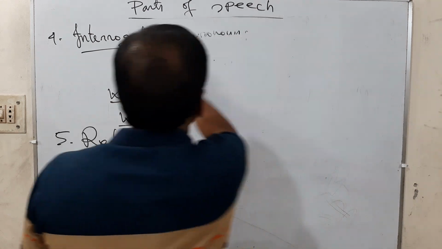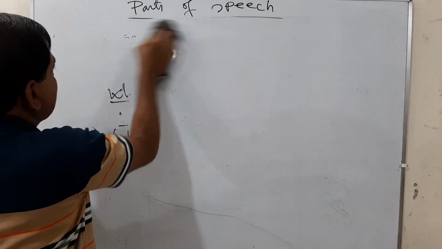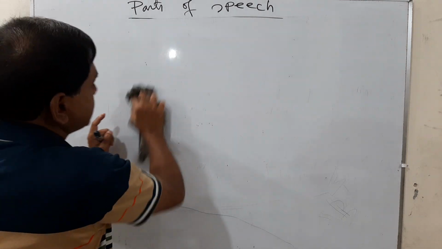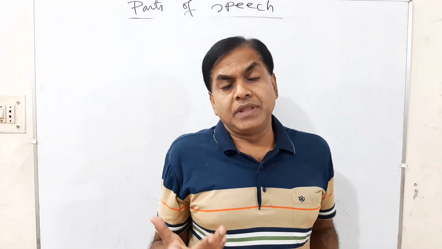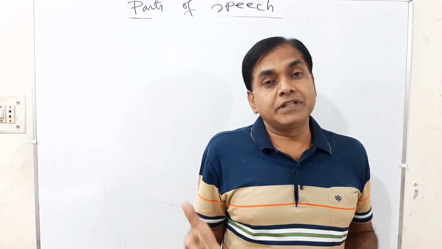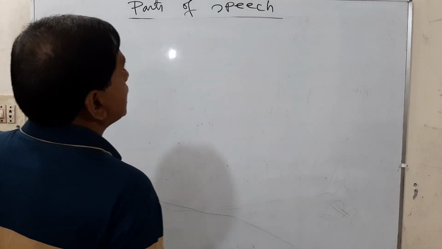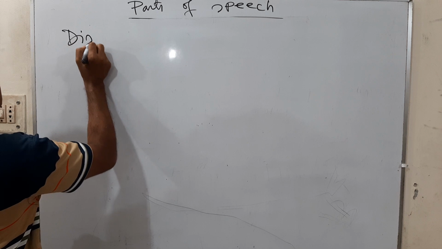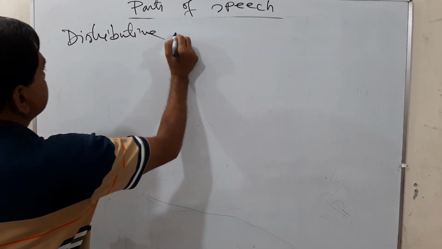My dear viewers, now you can easily understand that pronoun plays an important role in making a sentence very nicely, as noun is used as the subject and object of a sentence. At the same time, a pronoun will be the same, and pronoun is used for noun. The next one is distributive pronoun.